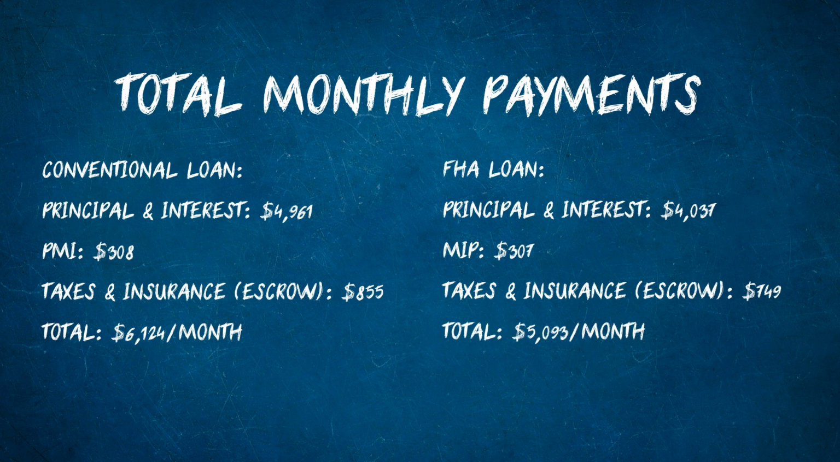The total monthly payment, $5,093. Notice the trade-off. FHA gets you in for less down, but mortgage insurance lasts for the life of the loan unless you refinance. Conventional costs more upfront, but PMI eventually falls off once you hit 20% equity.